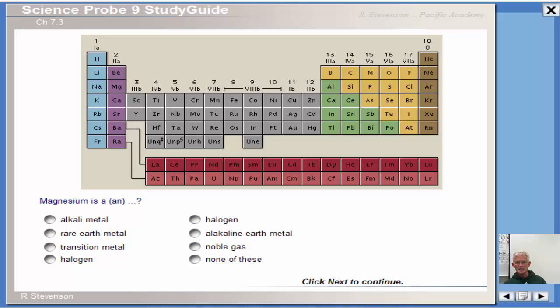Magnesium, what would magnesium be? I'm thinking magnesium, and here it is right over here next to the alkali metals. It's an alkaline earth metal. Sodium, alkali metal. Going to leave a few of these for you to do because it's good for you, right?